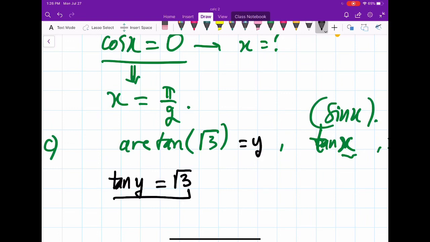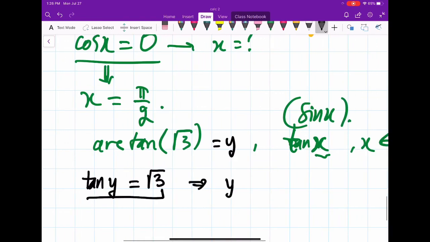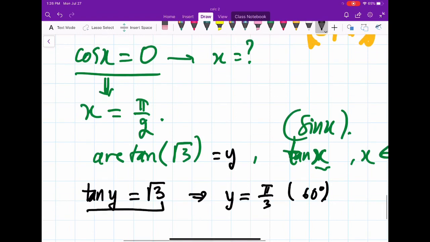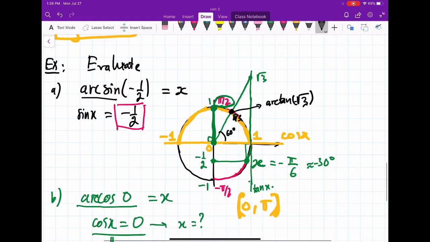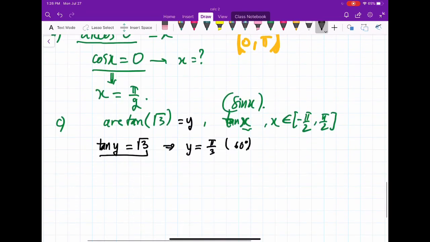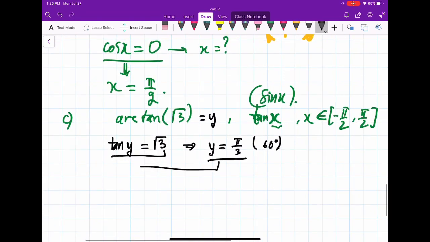And we know that only happens for y equal to pi over 3, or that is 60 degrees. Look at this. This is 60 degrees, or pi over 3. Okay, so similarly you can do it for cotangent. Of course, if you memorize everything, like for pi over 3 you have tangent equal to square root of 3, which is good. But otherwise, you might use a calculator.